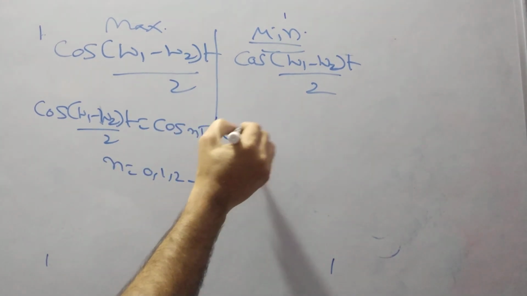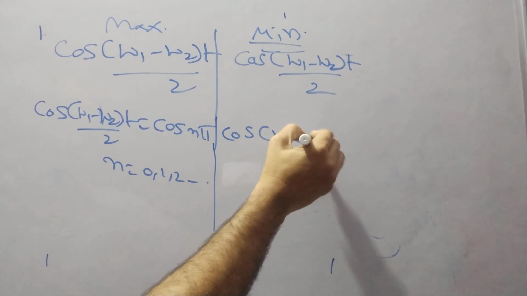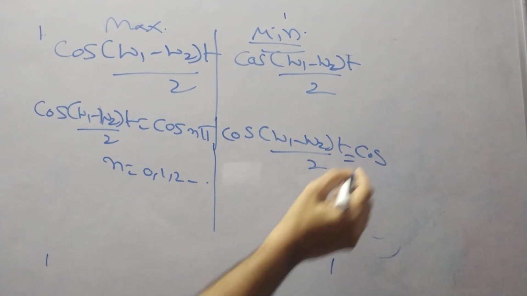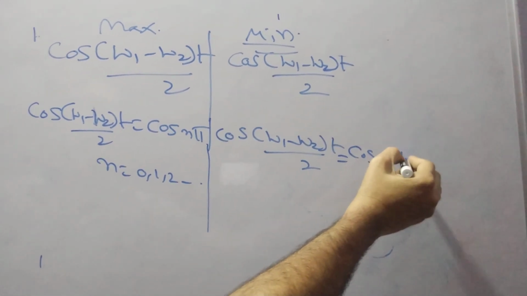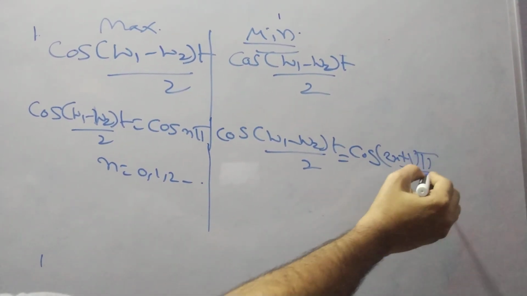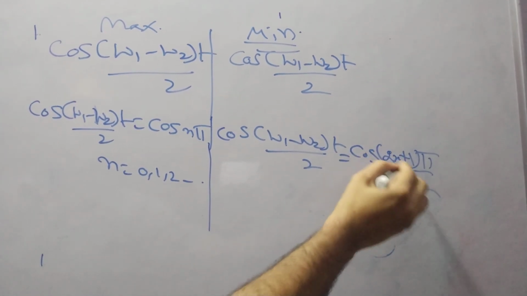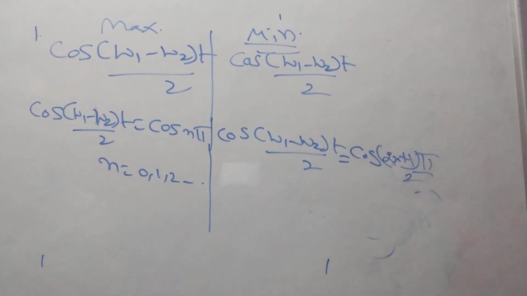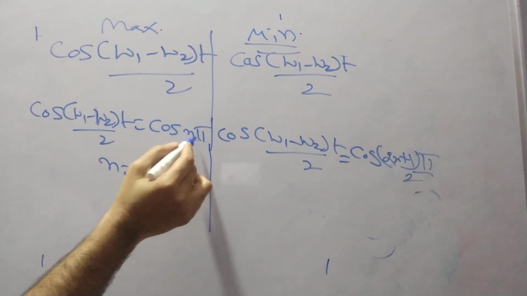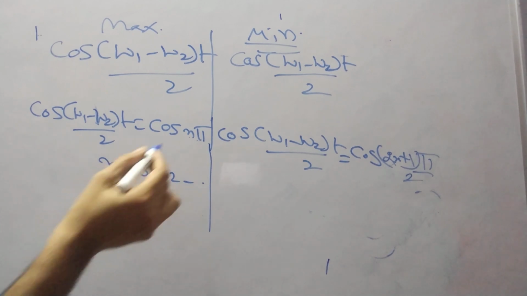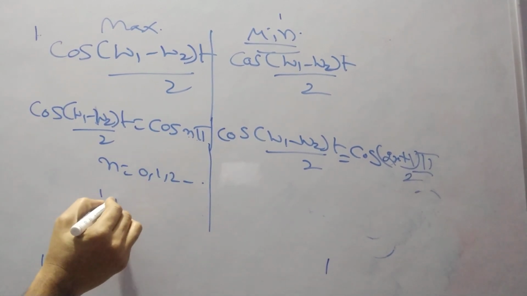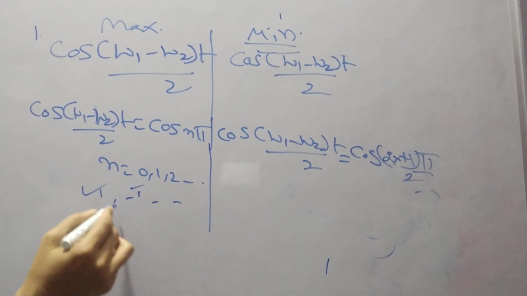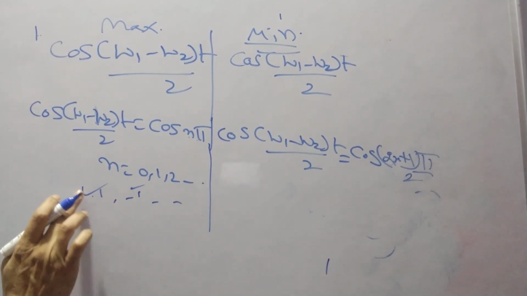So if you equate this one, cos of (omega 1 minus omega 2) t by 2 equal to cos of 2n plus 1 pi by 2, right? And by putting n equal to 0, 1, 2, you will get the minimum values. N equal to 0, cos 0 is 1; n equal to 1, cos pi is minus 1. So you are getting 1, minus 1 and so on. So your cos maximum value is 1 and this is minus 1. So these are the maximum values.